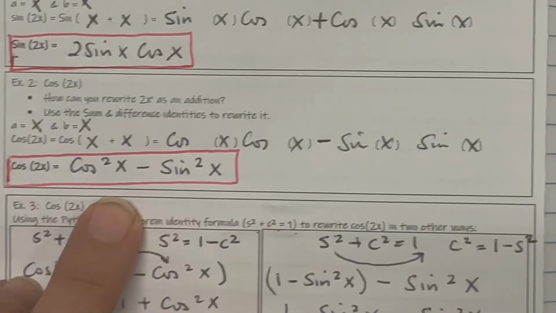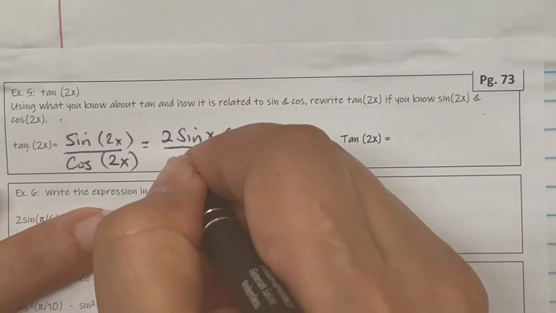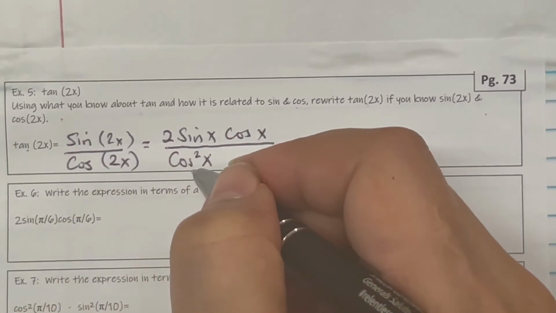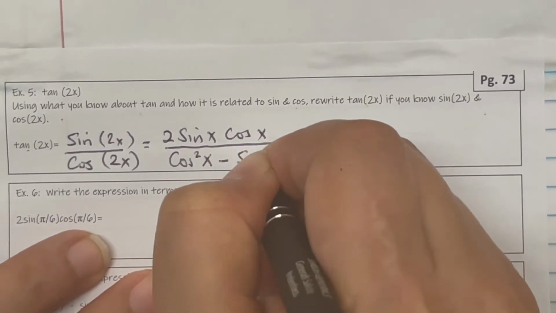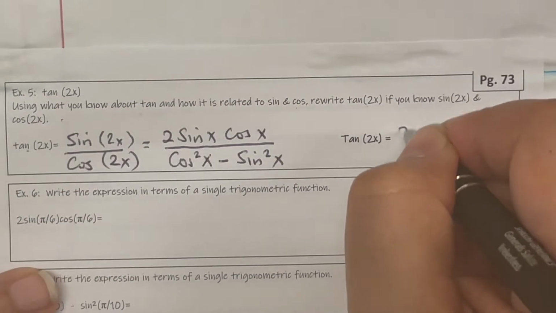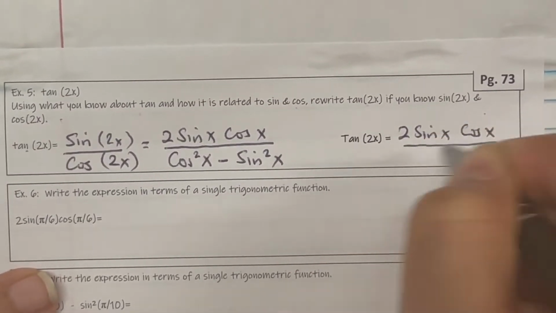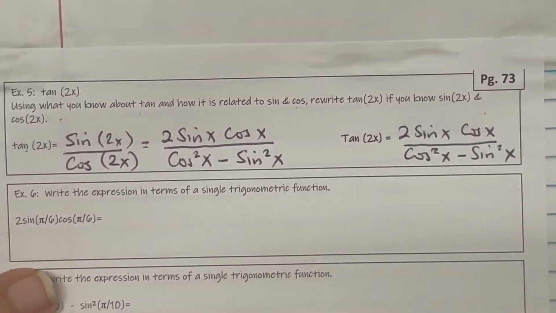What's cosine of 2x? Now, there are several you can pick from, but I'm just going to pick the first one we did. So cosine squared minus sine squared x. Now, if you use any, it's going to work no matter what. So it's really up to you. It doesn't matter. It's just whatever makes that easy. So this will be the second formula for tan of 2x.